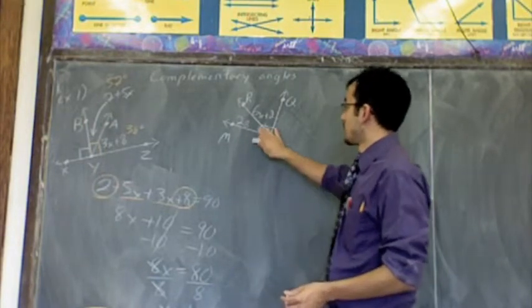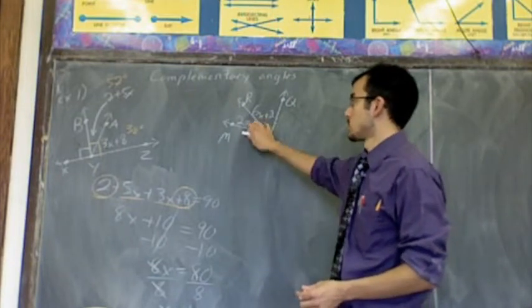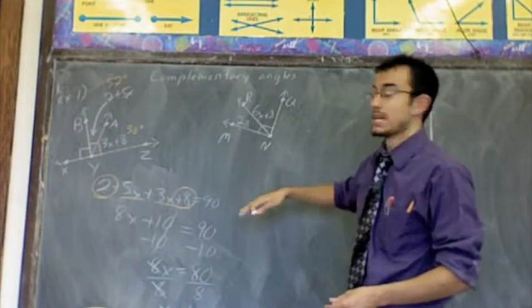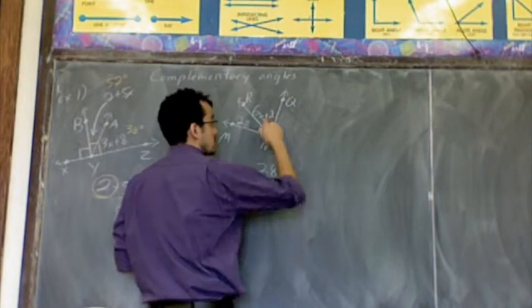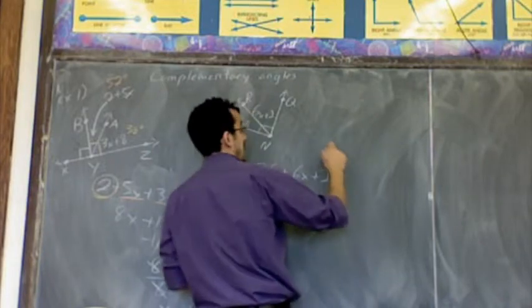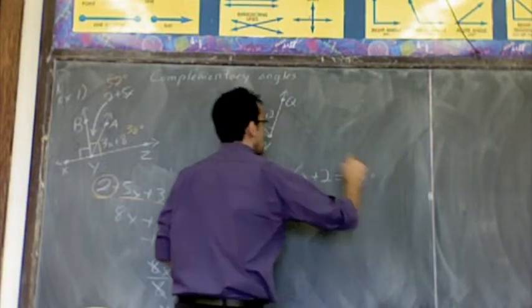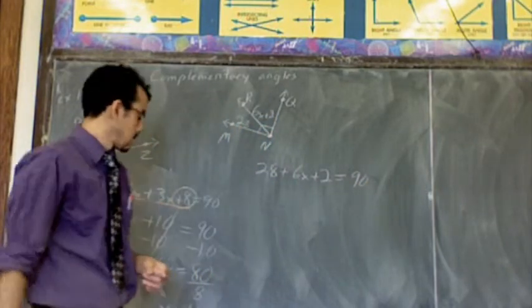So, same idea, this is 90 degrees, the two components have to add up to 90, the two pieces. So add these together in whichever order you'd like. I'm going to write down the 28 first. 28 plus 6x plus 2 equals 90. Because that's what that box means. I won't put the degree symbol in yet. I'll put it in at the end.